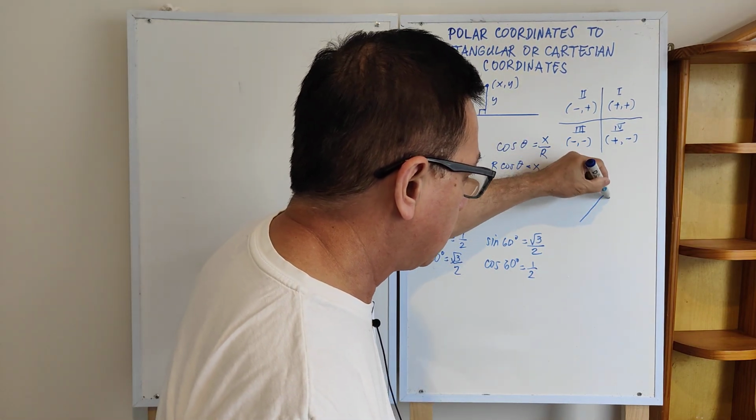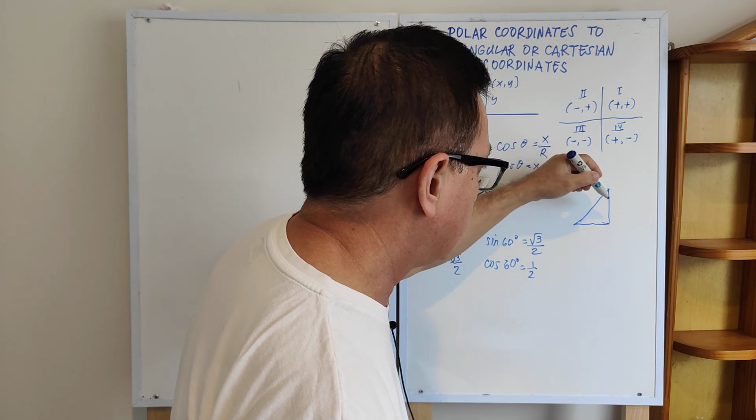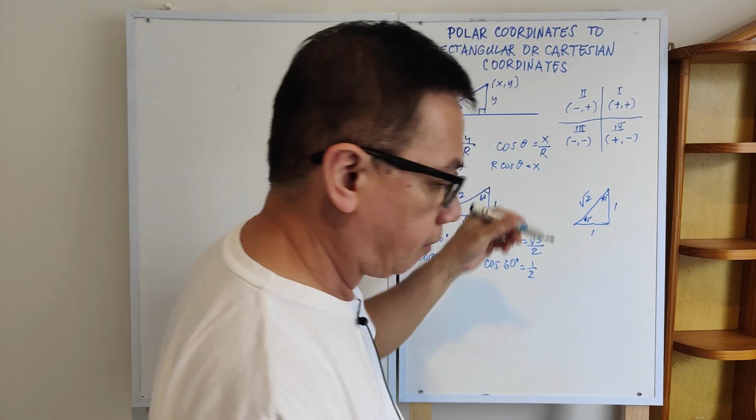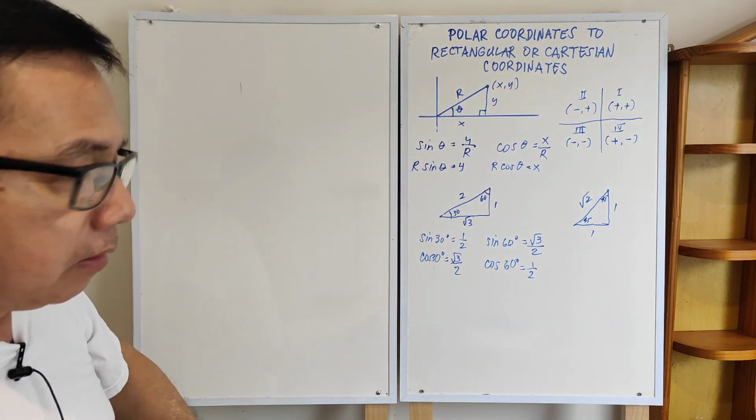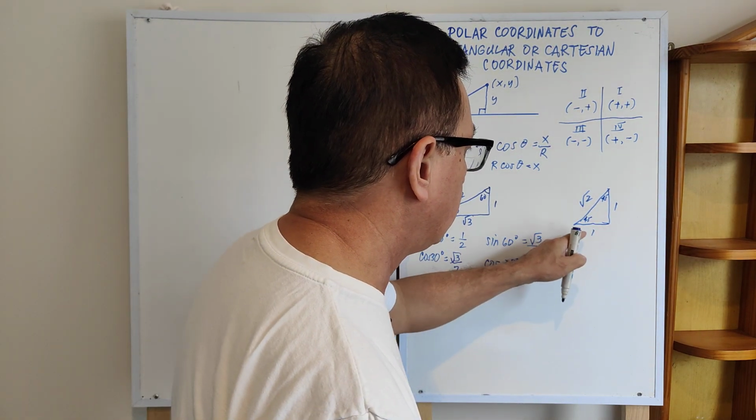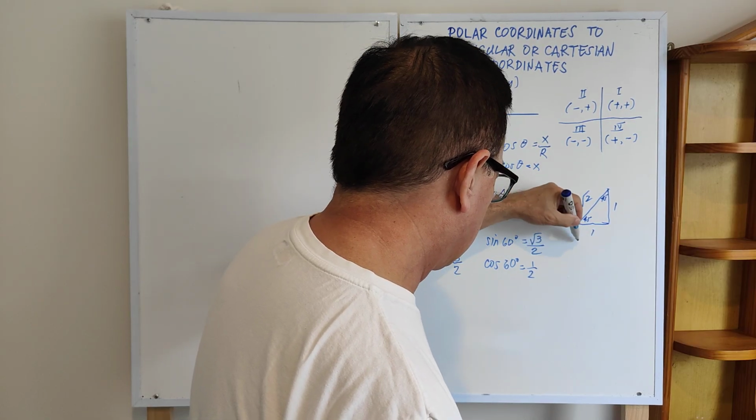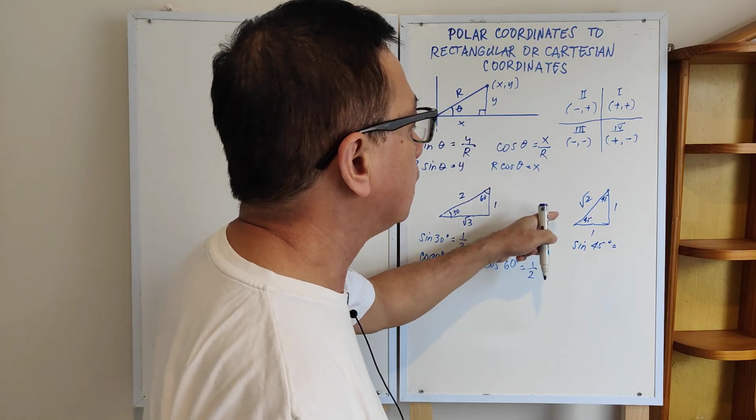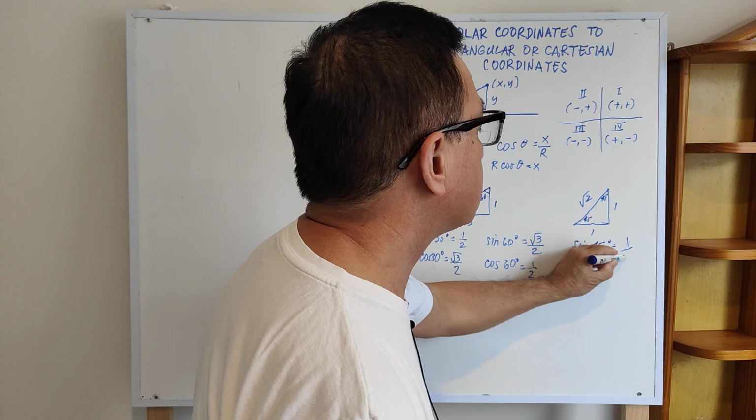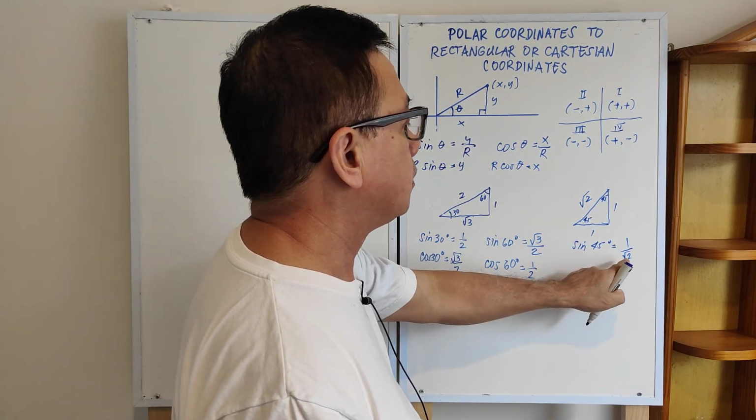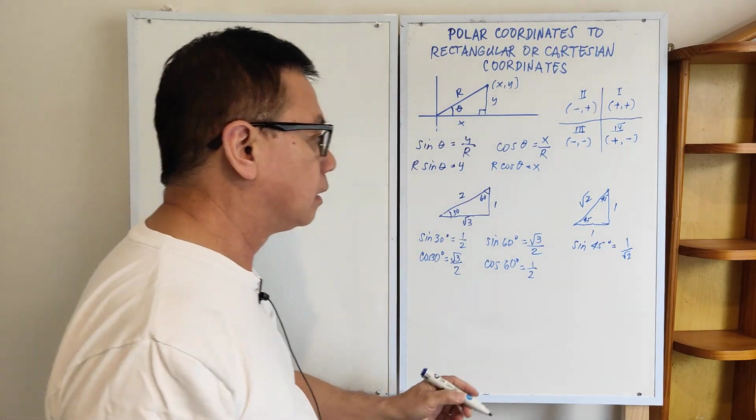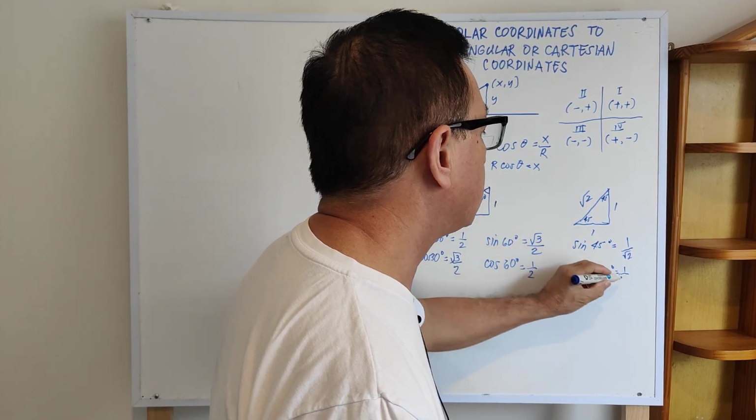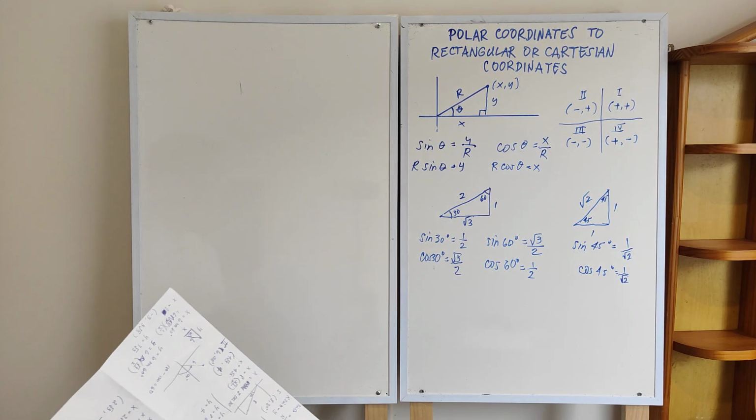So the next special triangle is 45-45-90. This is 45 degrees. This is also 45 degrees. The sides are 1, 1 and square root of 2. Sine of 45 degrees is opposite over hypotenuse, 1 over square root of 2. So yeah, this is not a rational number. We'll discuss it in a different topic. So cosine of 45 is adjacent over hypotenuse, which is also 1 over square root of 2. So we will be using those for our examples.